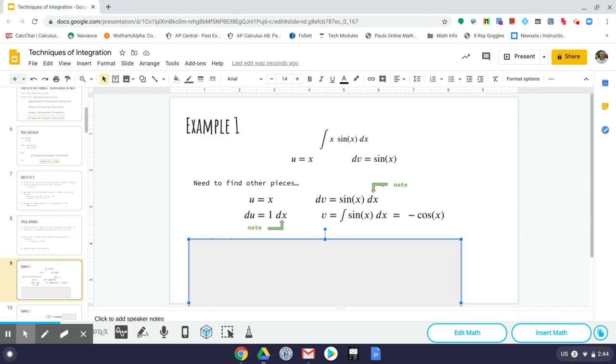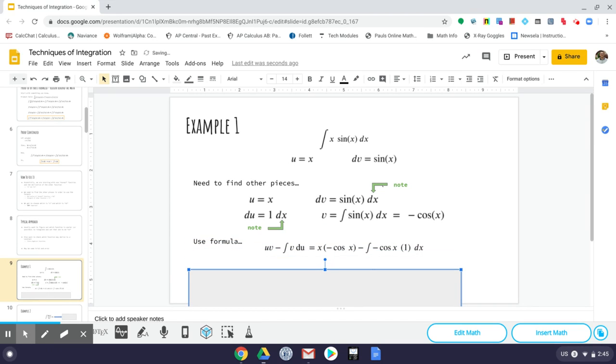Well, the integral of v, which is sine x dx, is just negative cosine x, right? I know it's not a definite integral. I know I'm not adding a plus c because I'm not done with the problem yet. So at the end, if you're thinking, well, where's the plus c? We're going to take care of that random constant at the very end. So just keep it as negative cosine.